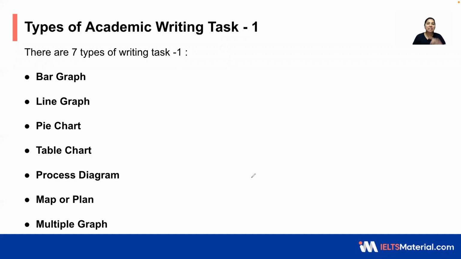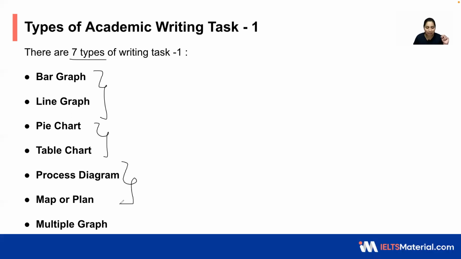Now let's discuss the different types of academic writing task 1 questions. There are 7 types of diagrams, or I would say 7 types of pictorial representation. 2 types of graphs, 2 types of chart, 1 map and a diagram, and the final one is multiple graph. There are 2 types of graphs, and these are bar graph and line graph. 2 types of charts. One is pie chart and the next one is table chart. We have 2 different types of diagrams, one called a process diagram and the other called a map.